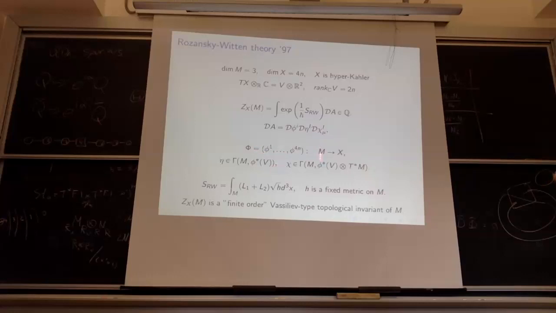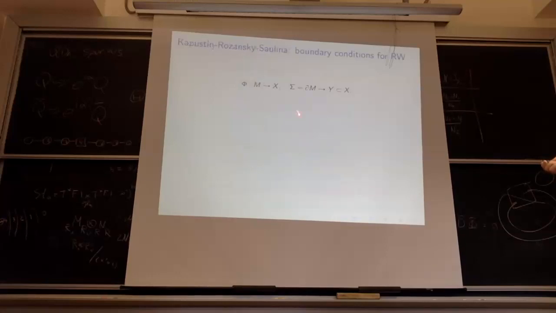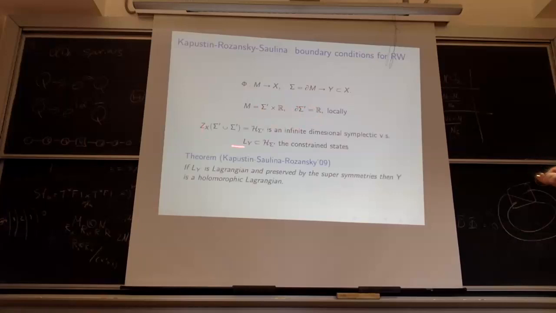If you don't have any boundary, then the image of this phi could be any point on X. Then the problem which Kapustin, Rozansky, and Saulina solved was the case where M has a boundary. To first order approximation, you can think about some surface times R. They looked at this possibly infinite dimensional space and at the condition imposed by supersymmetry. You want this sigma model with boundaries to also have the supersymmetry condition. From the condition that supersymmetry is preserved, they derive that the image of the boundary of M should be inside of some kind of holomorphic Lagrangian.